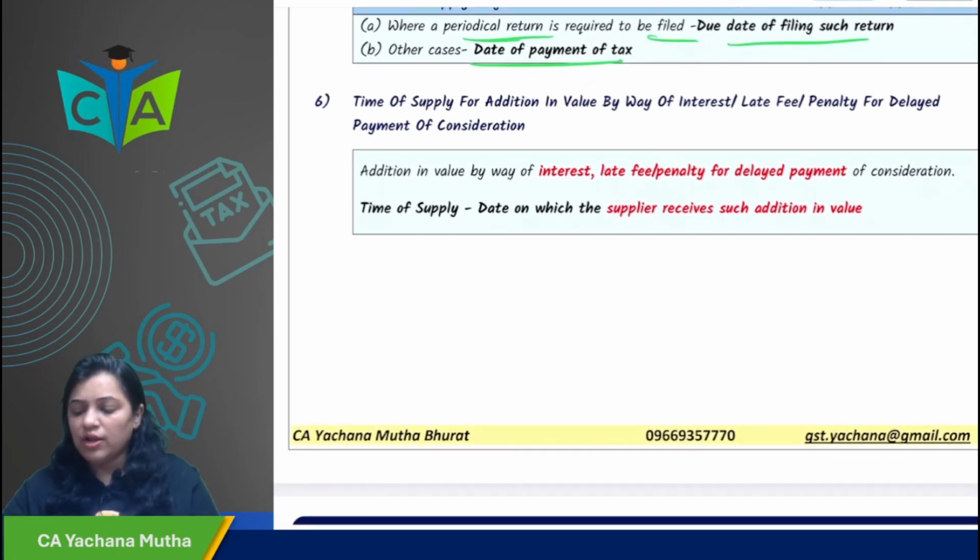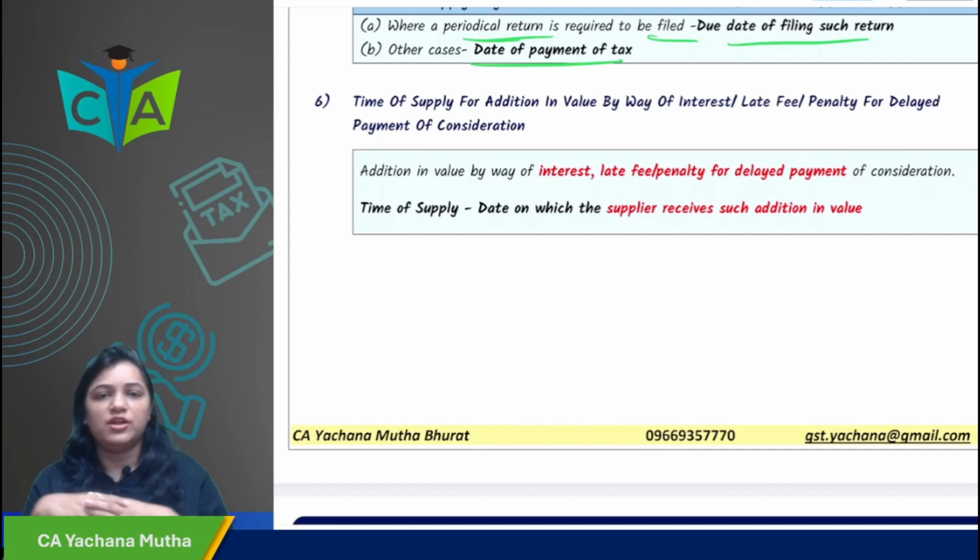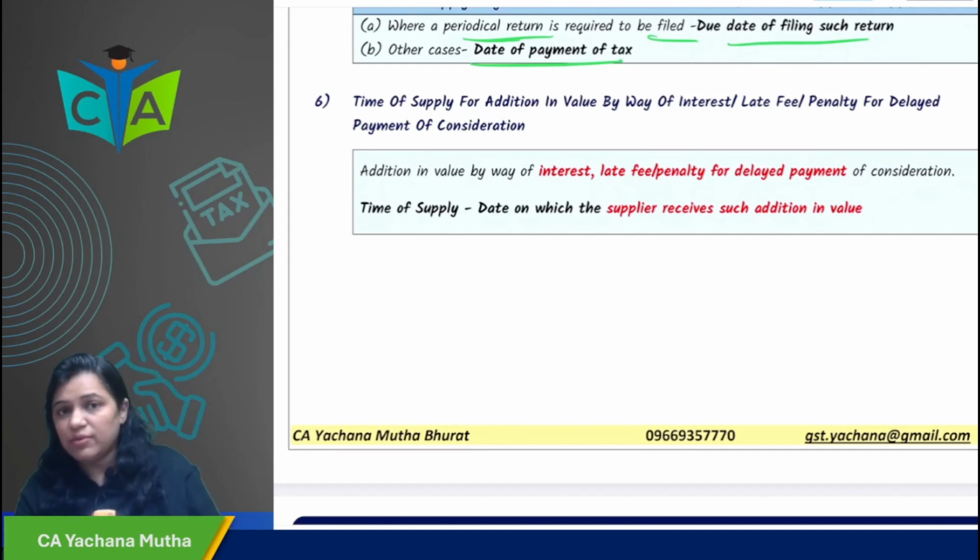Why has the government kept this provision? Because you don't know when the person would be paying the amount. For example, I have told you to pay me the amount within 1 month, and you come after 3 months, 4 months, 5 months, whenever you come, I'll levy late fees and interest on you. So for that, the government said that at the time of receipt of that amount, time of supply will be triggered. I hope it is clear.